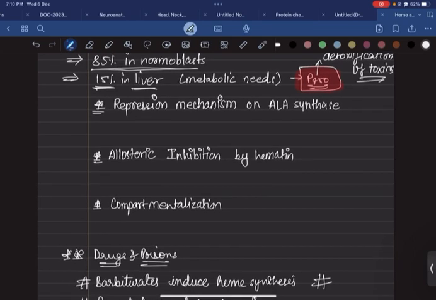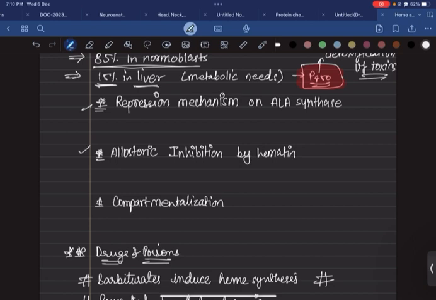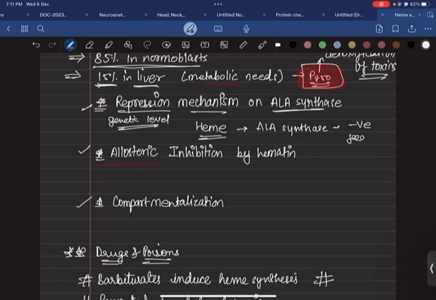The regulation is by three mechanisms: repression, allosteric inhibition, and compartmentalization. Very, very simple. As the name suggests, the repression mechanism is at the genetic level, right? It's at the gene level. What happens is the ALA synthase enzyme is inhibited genetically by the heme. Heme inhibits ALA synthase itself. मतलब final product जो है, it will inhibit the enzyme, the first enzyme. So this is also called negative feedback, right? This is a negative feedback mechanism because जो product आ रहा है वही अपने production वाले step को inhibit कर रहा है. So this is a negative feedback.